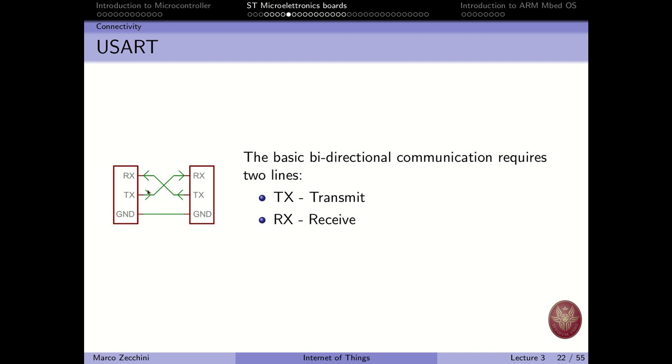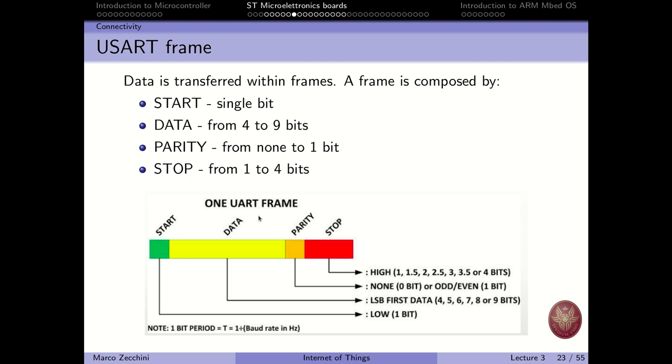In fact, as I said, it's both half duplex and full duplex, and it's easy to understand why, because of the wiring. And they both need to be connected to the same ground reference, which is the minus reference of our circuit. Okay, to understand it easily. Okay. This is how data are transferred in this protocol.